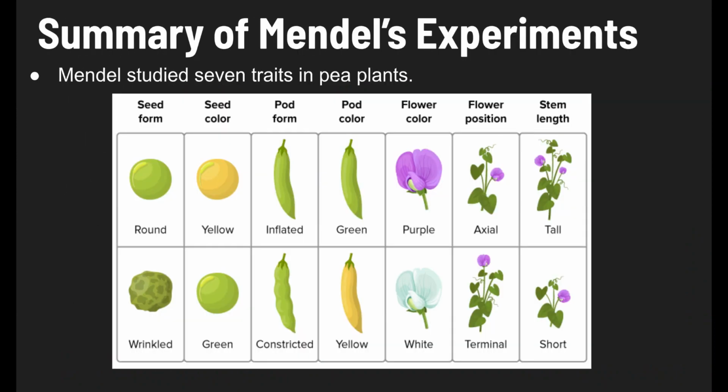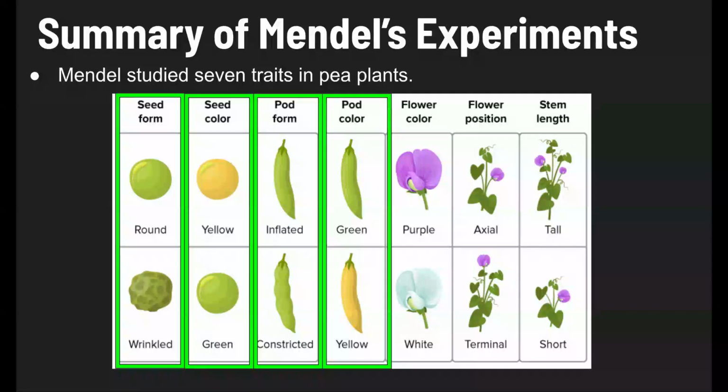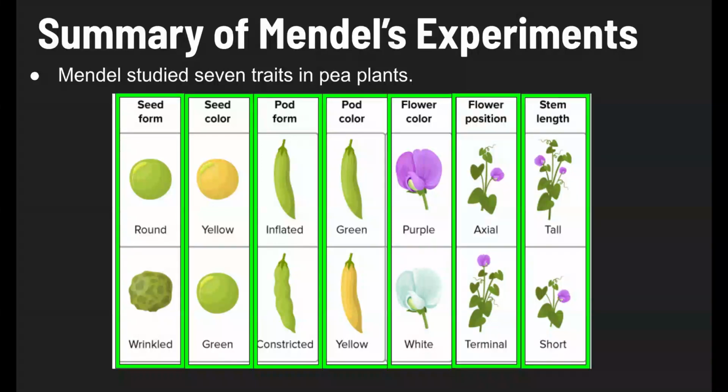So I want to take a couple of minutes and try to summarize Mendel's experiments. Mendel studied 7 traits in pea plants. He studied the seed form, which could be round or wrinkled, the seed color, which could be yellow or green, the pod form, which could be inflated or constricted, the pod color could be green or yellow, the flower color could be purple or white, the flower position could be axial or terminal, and the stem length could be tall or short. So those were the 7 traits that he studied in pea plants.